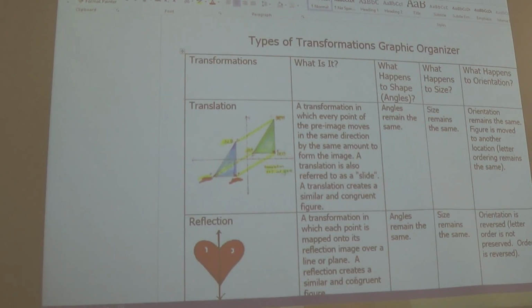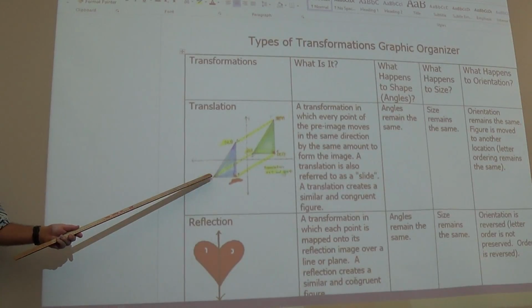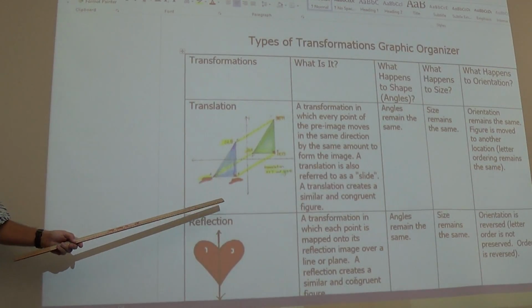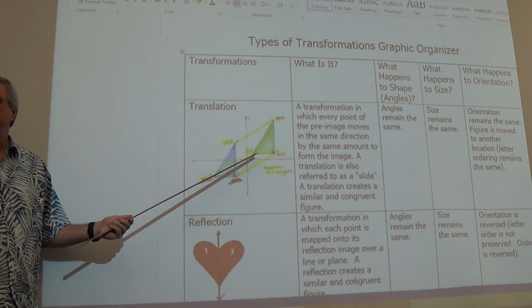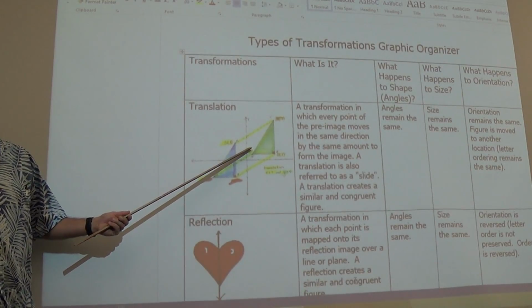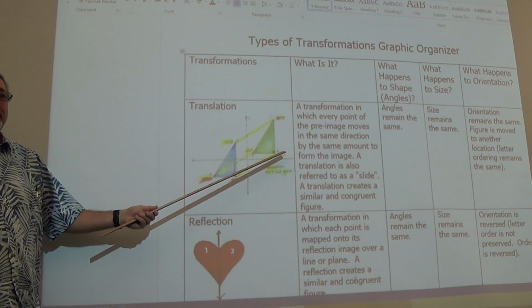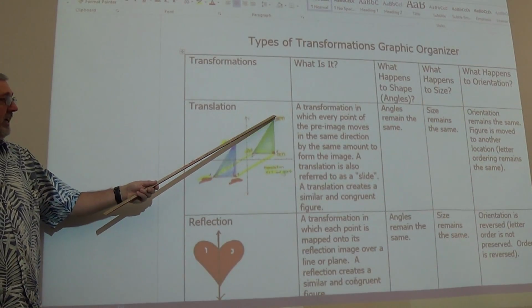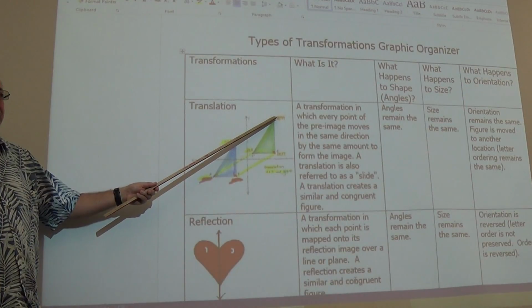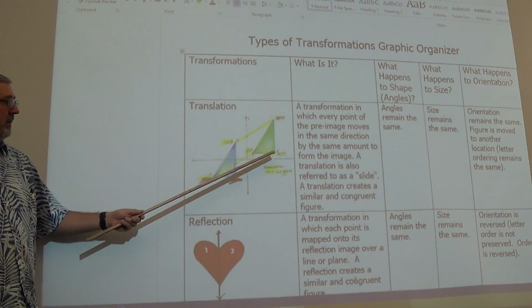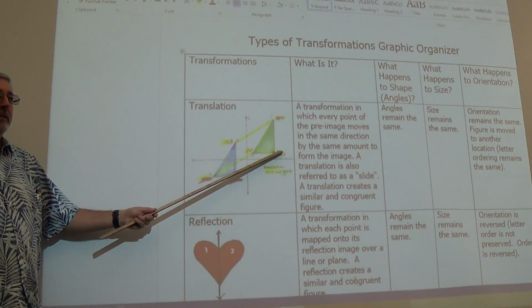Now, when you're looking at this one, because we haven't talked about this yet, when you have a pre-image, the pre-image is labeled ABC. The image is labeled A prime, B prime, C prime. And it has this little tick mark right above the C, right above the A, and a little tick mark right above the B.